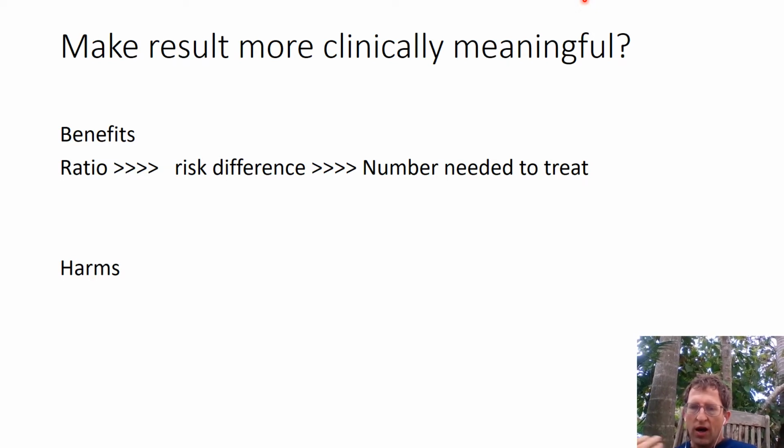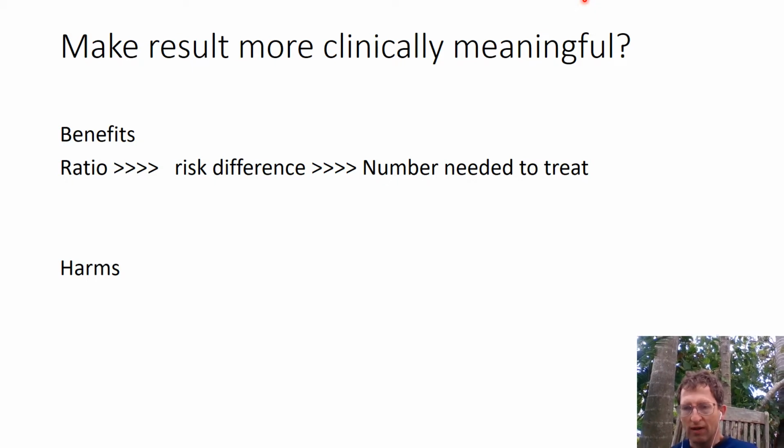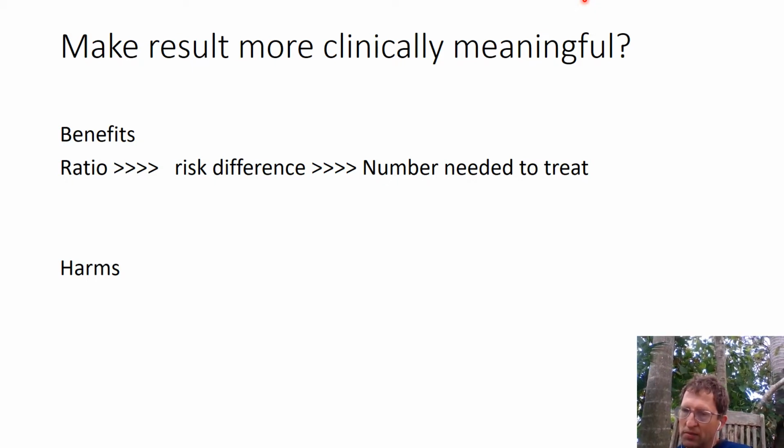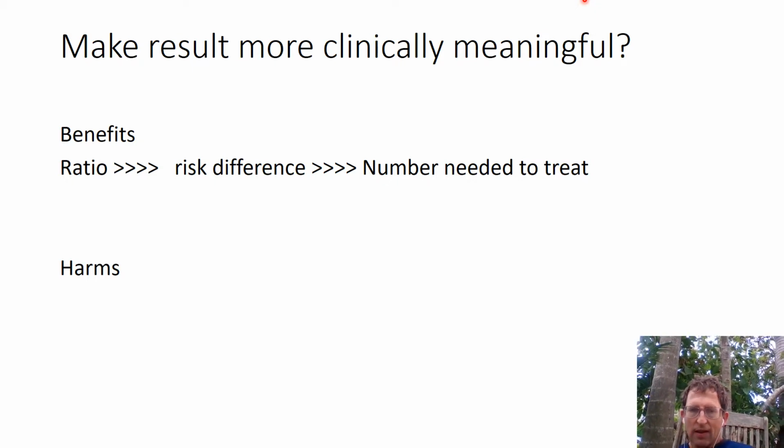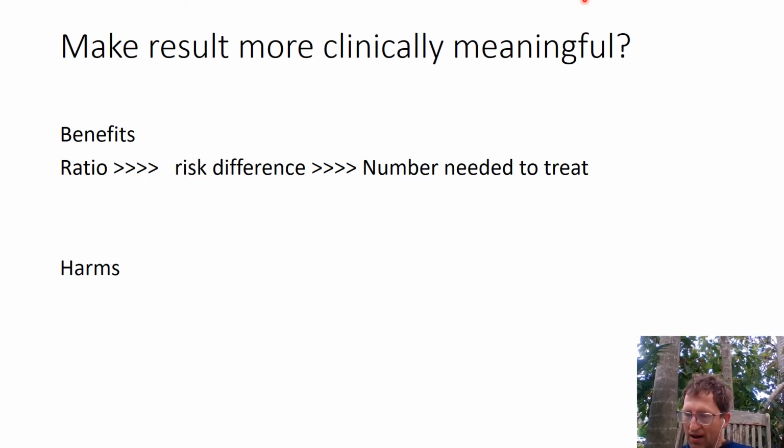And so what might be a gobbledygook result, like relative reduction of 0.7, suddenly becomes, look, if I give this drug to 8 Johnnies, I will stop the outcome of interest in one of them. And that suddenly becomes more meaningful. In the next slide, I'm just going to show you how you do that. And then you're just going to look at the harms.